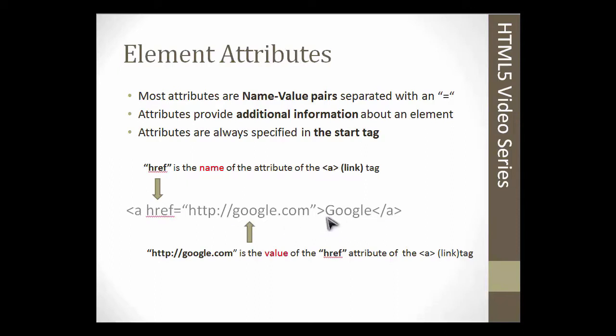So what this would look like in the browser would just be the word Google, and you could click on it and it would be a link. So attributes, they basically just provide additional information about a tag or an element. And attributes are always specified in the start tag. They're never put in the back, in the ending tag.